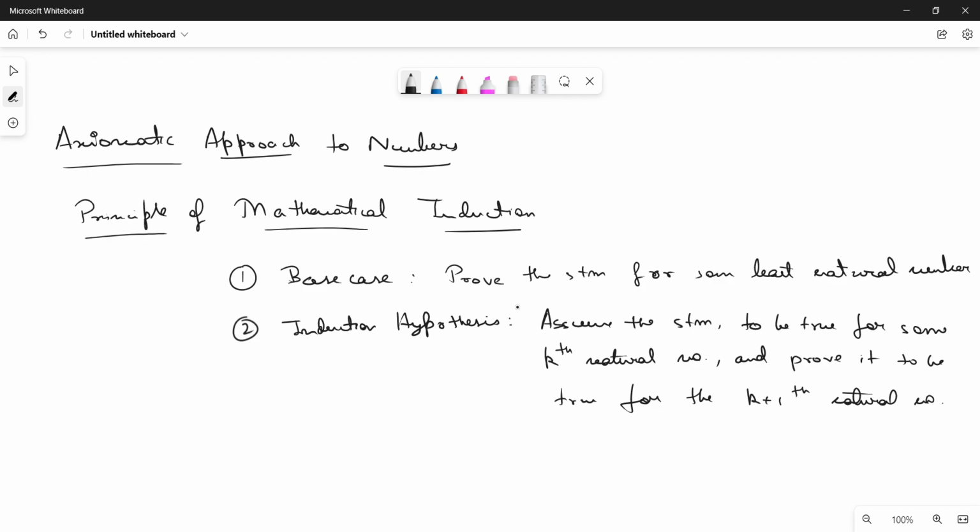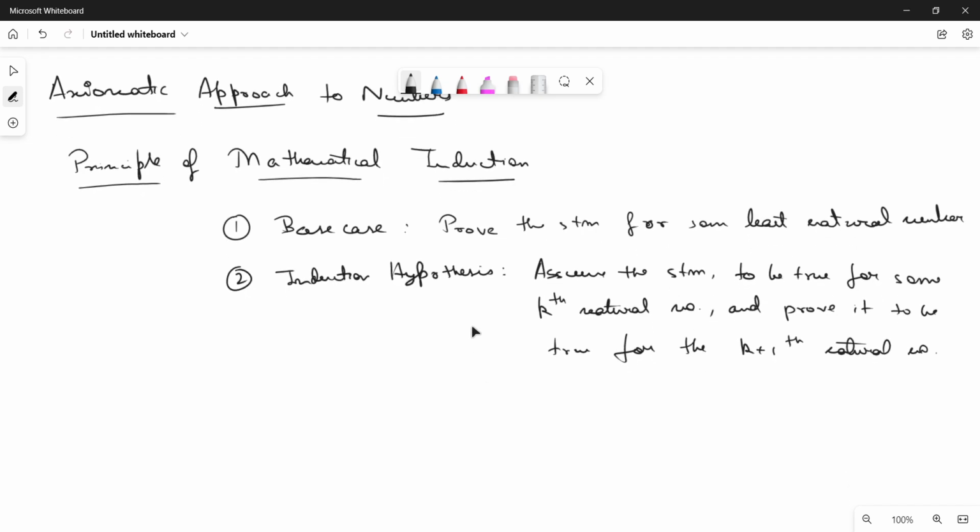So we are going to discuss the construction of natural numbers. How is it actually constructed? How is this number system built up? That is going to be the topic of this lecture.